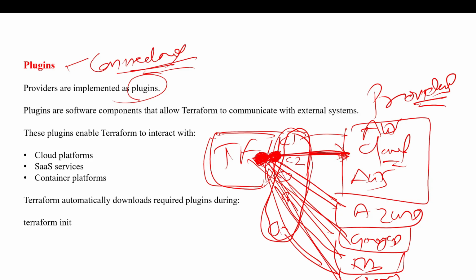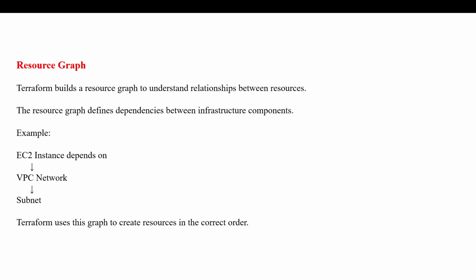When we configure Terraform initially, we have to initialize it. When we initialize Terraform, these connectors will automatically get downloaded. This will be covered in detail during the executions as well. Then resource graph. What is a resource graph? Again, it is a very simple concept.